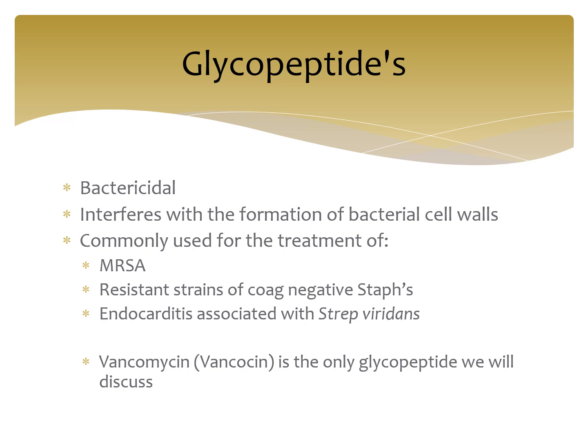The next class of antibiotic are the glycopeptides, and these glycopeptides are bactericidal. They interfere with the formation of bacterial cell walls, and they are commonly used in the treatment of MRSA and coag-negative staph that are very resistant. Some of our coag-negative staphs can be pretty resistant, and you can use it to treat endocarditis associated with Streptococcus viridans. Vancomycin is the only glycopeptide that we're going to talk about. IV vancomycin is sometimes used for treating MRSA when nothing else works.